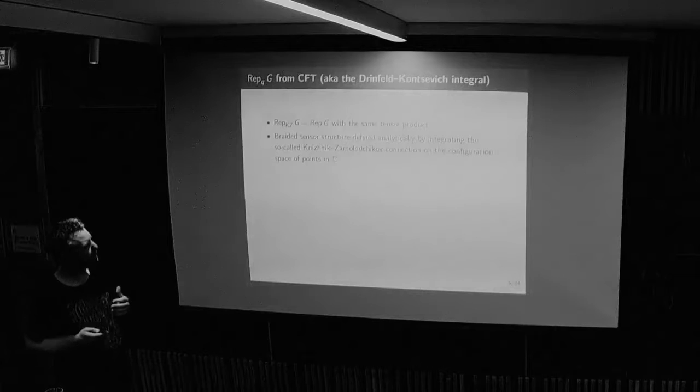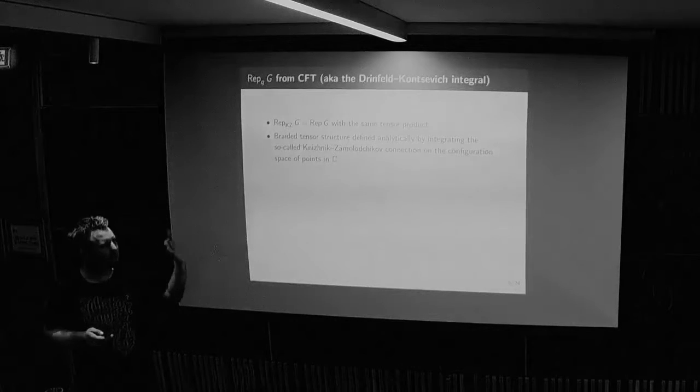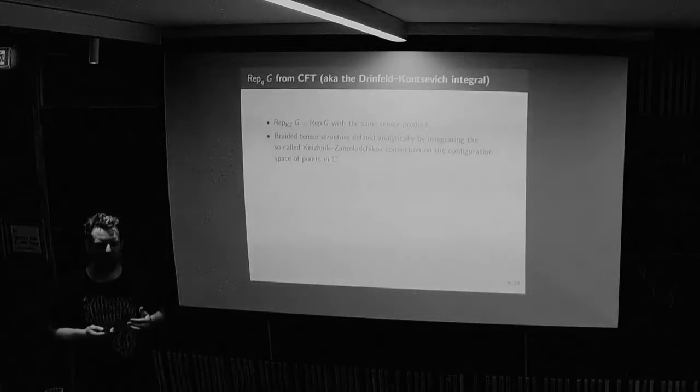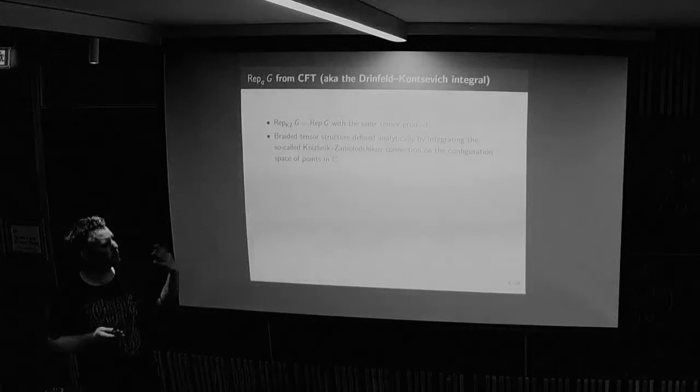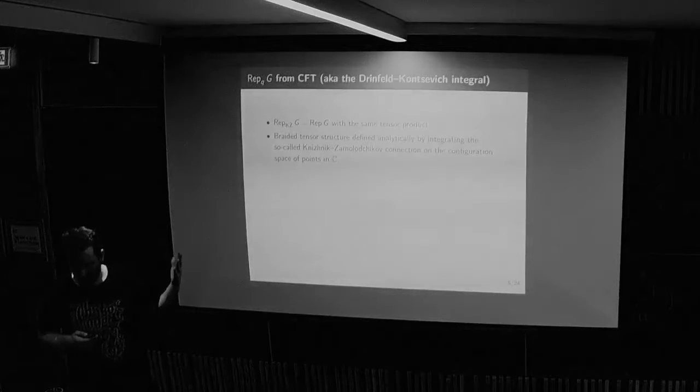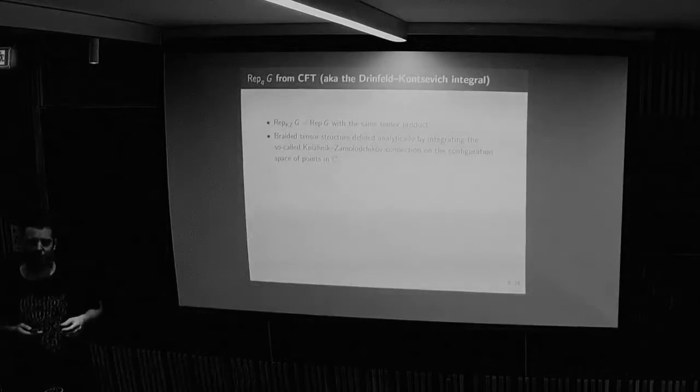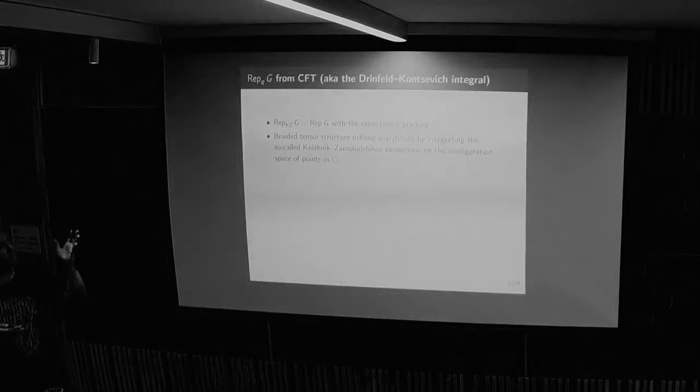And then there is some fairly complicated but natural way to define an action of the braid group on this category using some differential equation defined on the configuration space of points. It's called the Knizhnik-Zamolodchikov equation. So this is what KZ means.